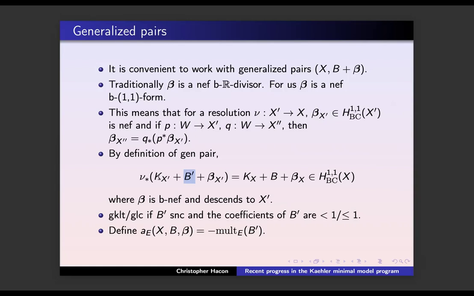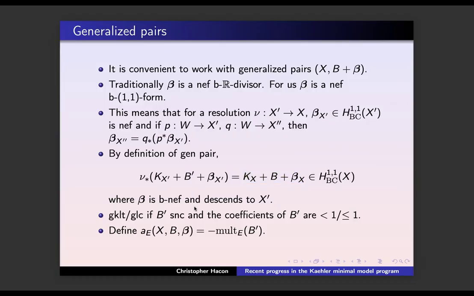And we insist, just as in the case of the usual generalized pairs, that this object K_X plus B plus beta_X is an R-Cartier divisor. That way, we can pull it back and compare it on any resolution. In this case, we're going to insist that, I should really be writing the Chern class, the corresponding object can be thought of as a (1,1) form, which is locally exact.